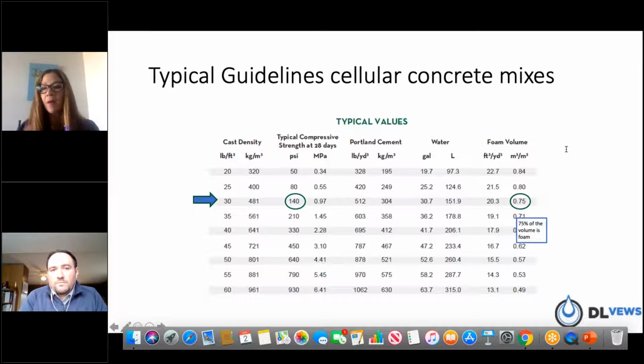Okay, and we got a really good question in the chat box. Would you recommend the use of LDCC when water is in the annulus between the host pipe and the liner pipe? And will the typical guidelines for cellular concrete mixes slides be available to us? Yes, I will send those out if you guys would like.